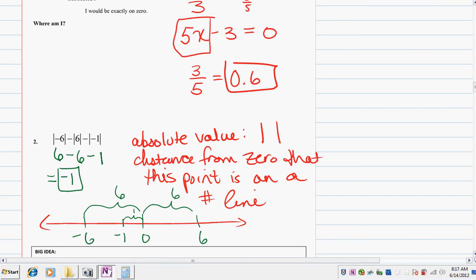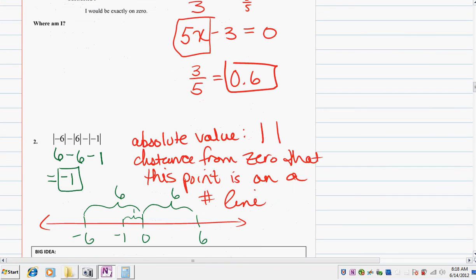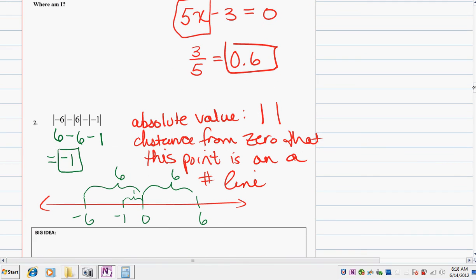Again, so just reviewing the ideas here, you can find relative position even if you don't know it by a series of rules and absolute value. The distance from 0 that a point is on a number line.